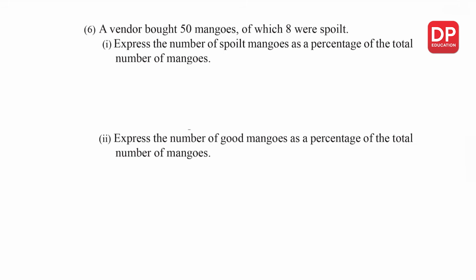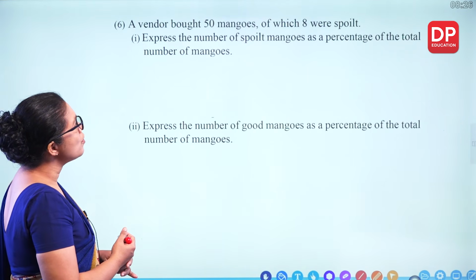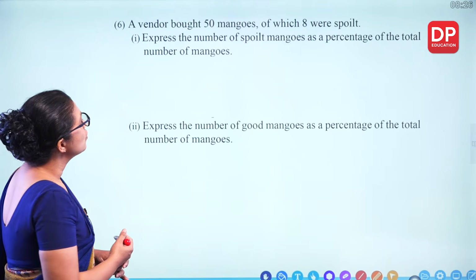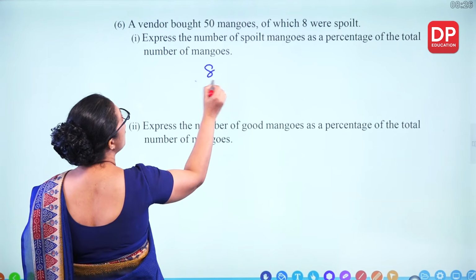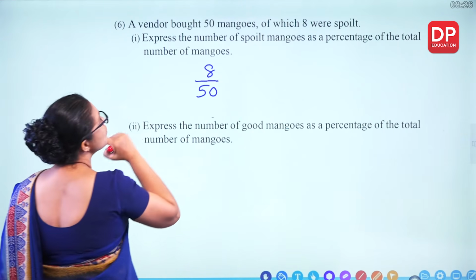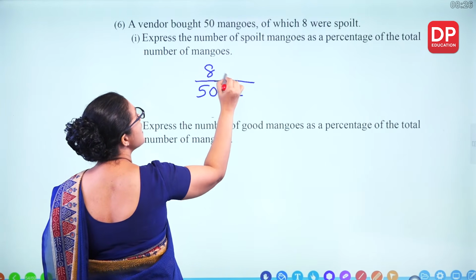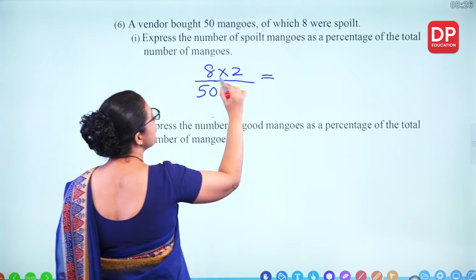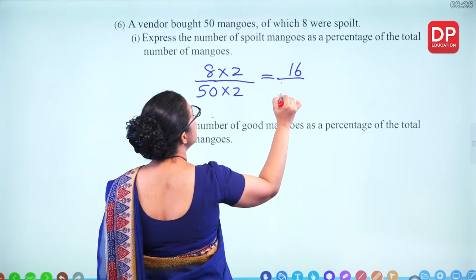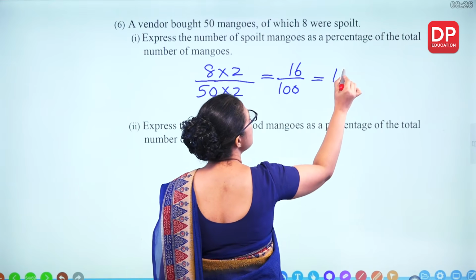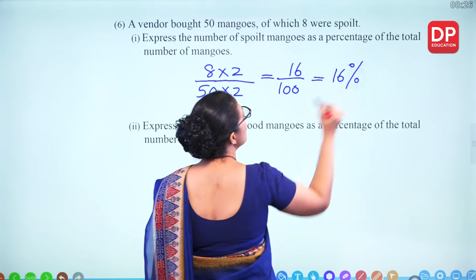A vendor bought 50 mangoes, of which 8 were spoiled. Express the number of spoiled mangoes as a percentage of the total number of mangoes. So 8 spoiled out of 50. So you need the percentage value. So multiply both the numerator and the denominator by 2. 16 over 100. So that means 16% were spoiled.